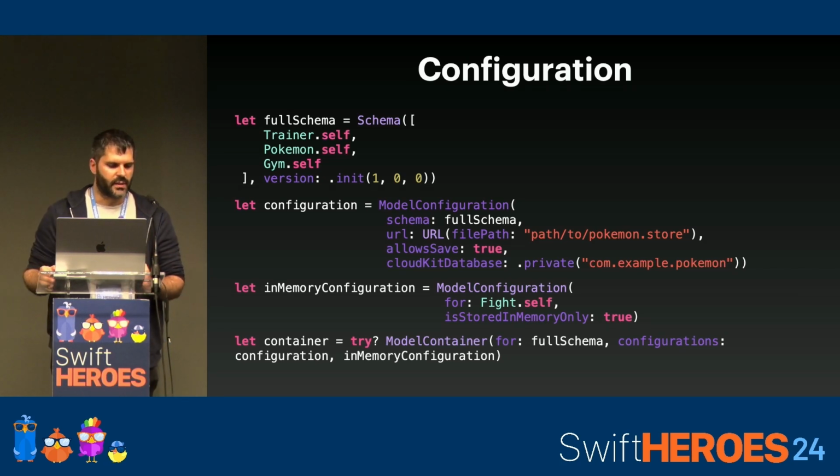Another configuration is in memory, so maybe we don't want to save our changes or our model, but we need them in our application. So we can specify stored in memory only, and we will use the models at the beginning of the app, and they won't be saved. And we can use this configuration with our model container. So we can create the model container.